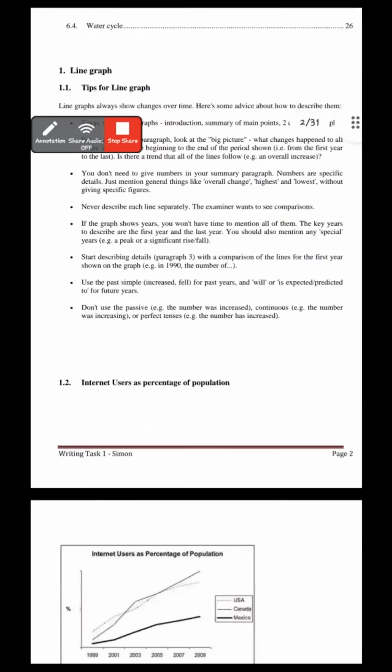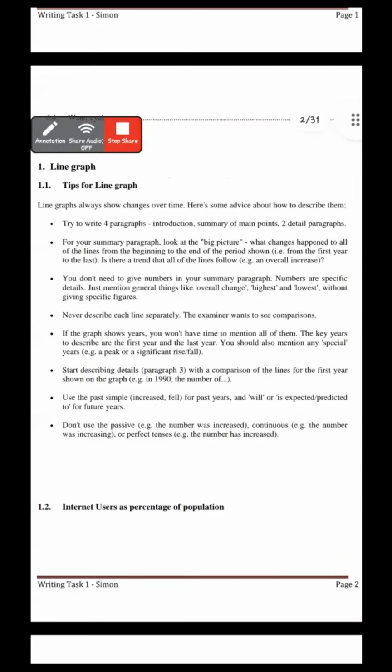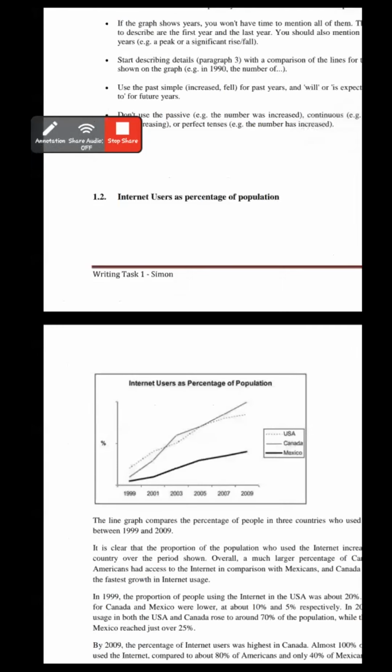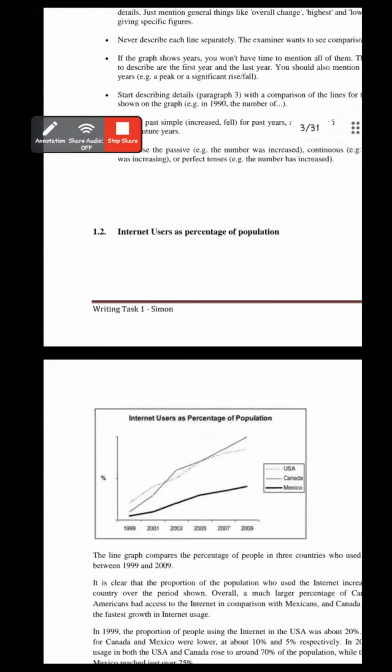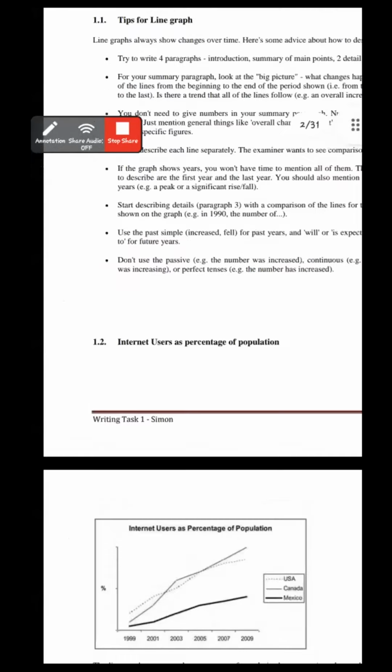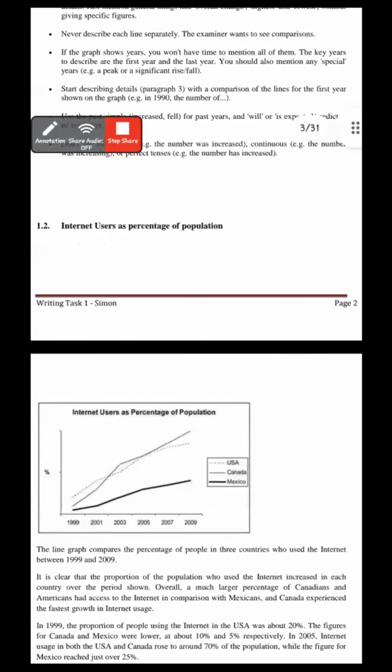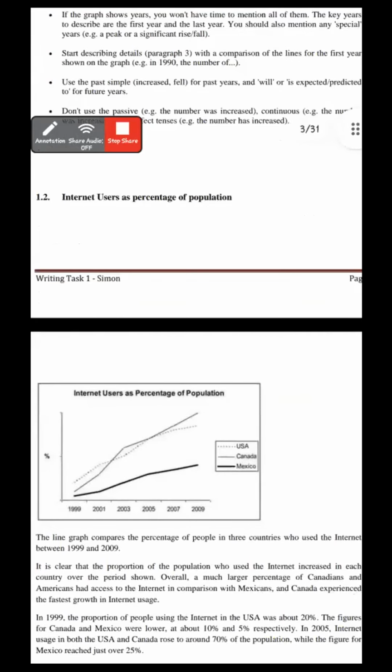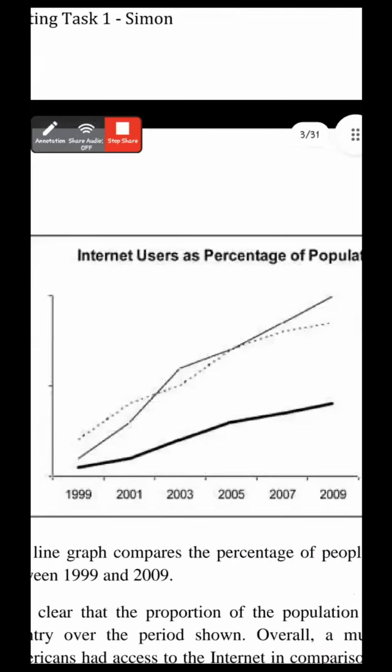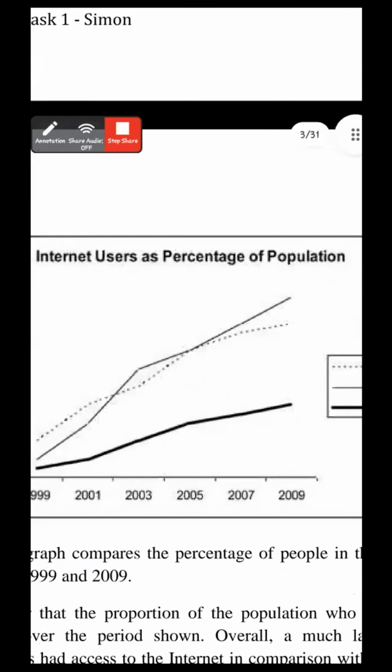If the graph shows many years, you won't have time to mention all of them. You can see there are lots of years: 99, 2001, 2003, 2005, and so on. So the key years are more important, because they will help you describe what actually happened. For instance, the key years are the first year, 1999, and the last year, 2009. You can see there's a wide range of differences between these 2 years. Over 10 years, there have been changes, right?